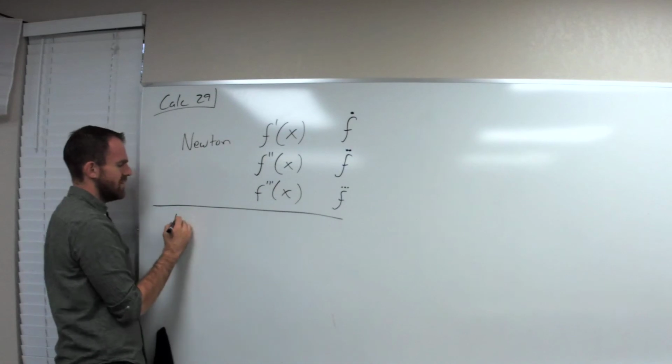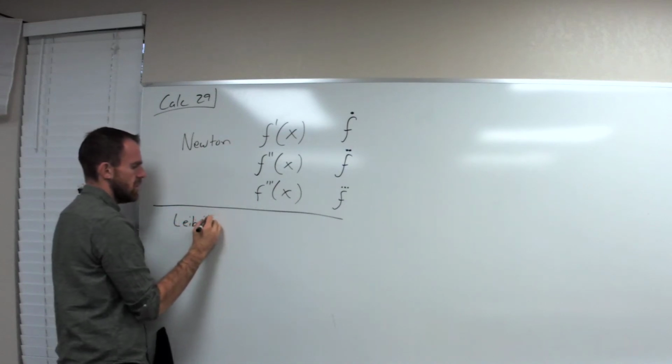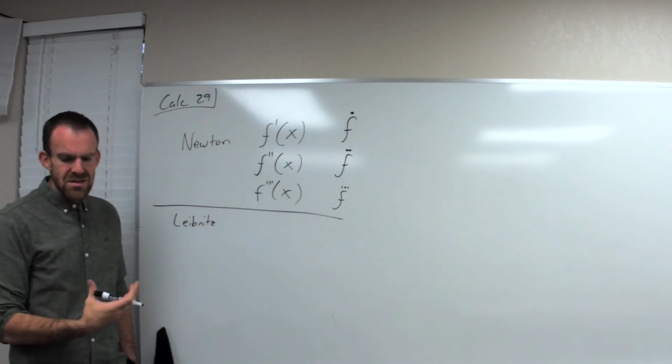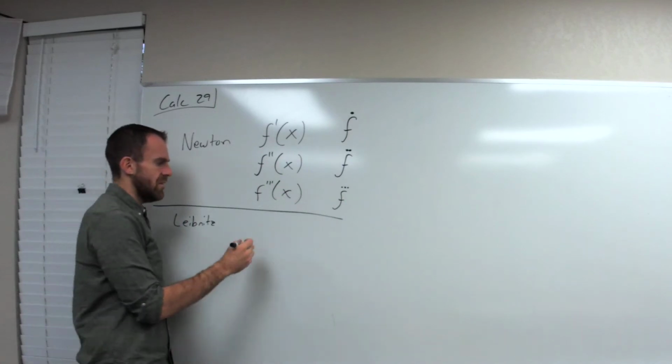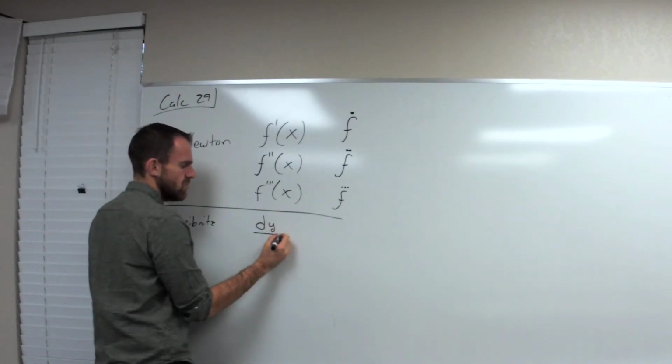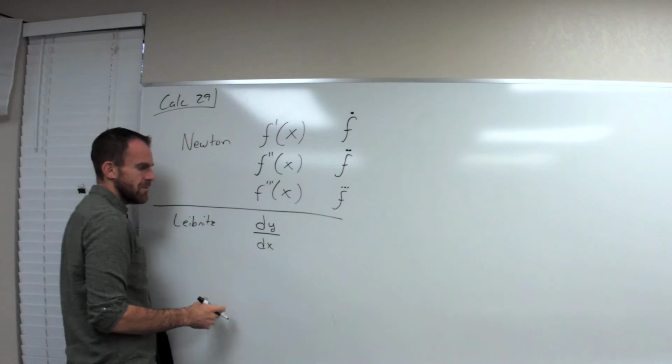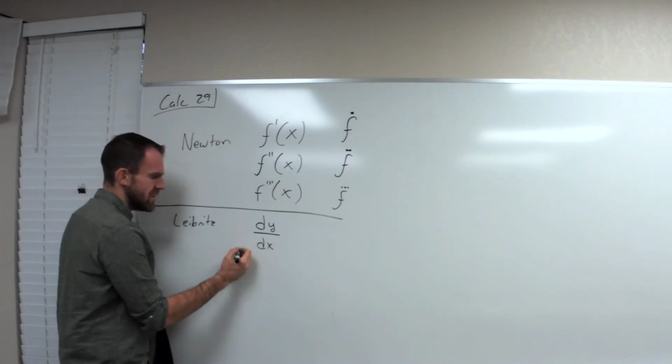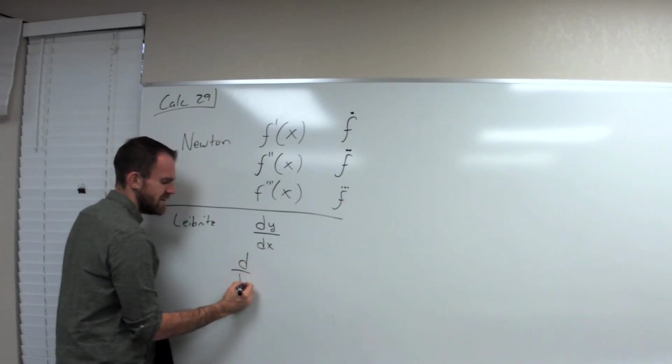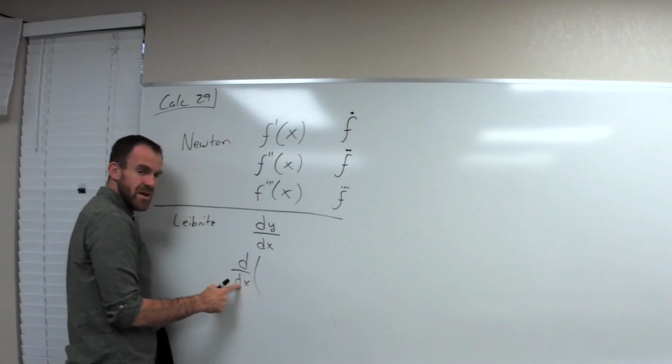Leibniz was like, he chose a different approach to describe the derivative. He said the derivative of the function is dy by dx. When you take the second derivative, you take the derivative by dx again, or whatever variable you're working with respect to.